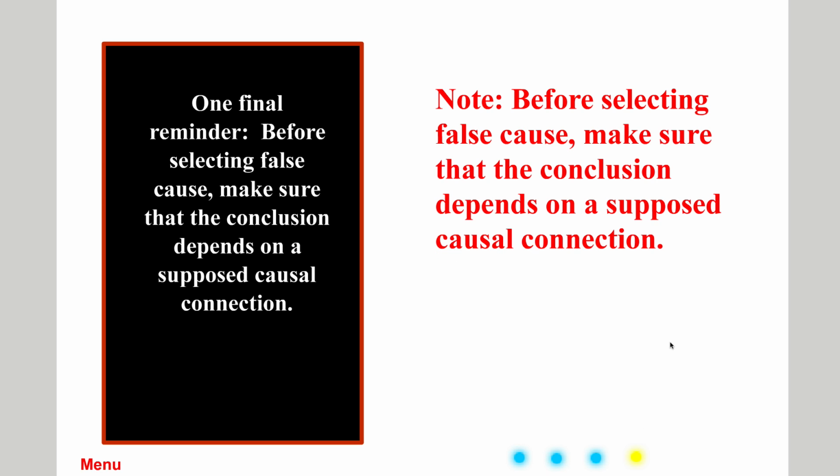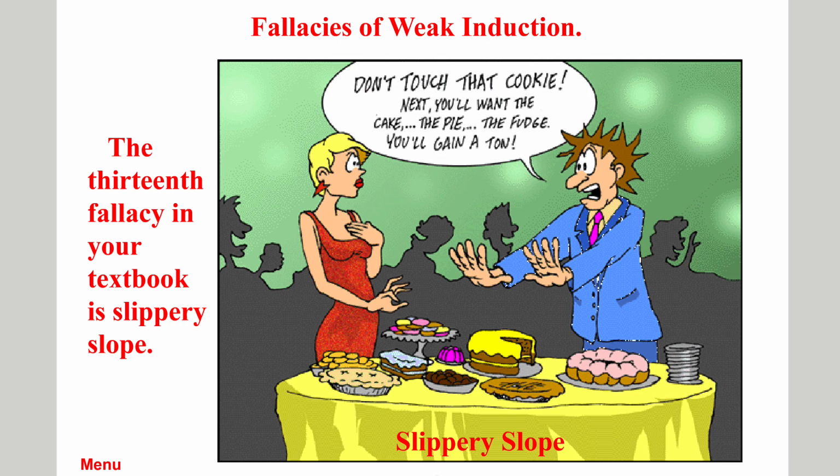So one final reminder before selecting false cause, make sure that the conclusion depends on a supposed causal connection. Okay? Every time I take my dog out for a walk, it starts to rain. Therefore, my taking my dog out for a walk causes rain showers. Obviously, that's a false cause, right? It's just a coincidence the last few times you've been going outside with your dog, right? So look for a causal connection. Again, these are fallacies of weak induction.